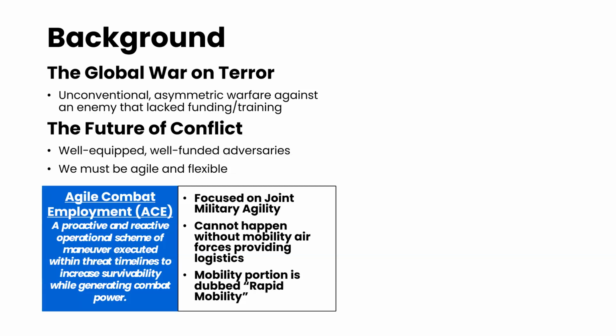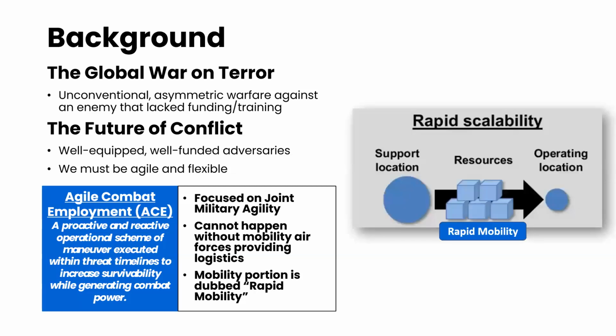An undertaking like this requires a completely new approach to logistics, which means that in order to accomplish this task, mobility air forces need to adjust their posture equally. And this new posture that they've adopted is called rapid mobility. And if you look at the graphic there, this is a way scaled down version of what ACE is supposed to look like. And you can see how mobility forces, rapid mobility there in the middle, are essential to the equation by moving resources from support to operating locations.